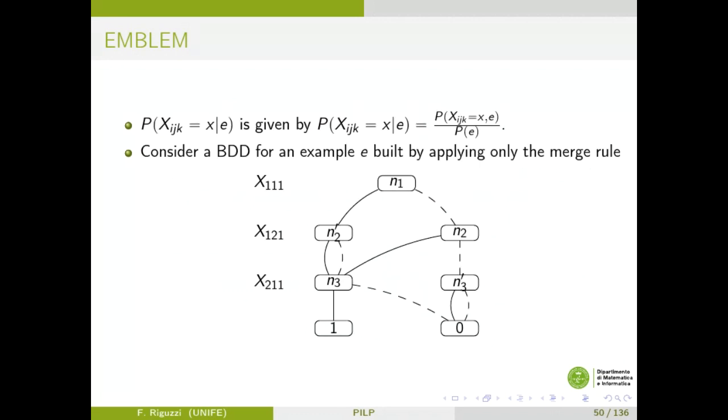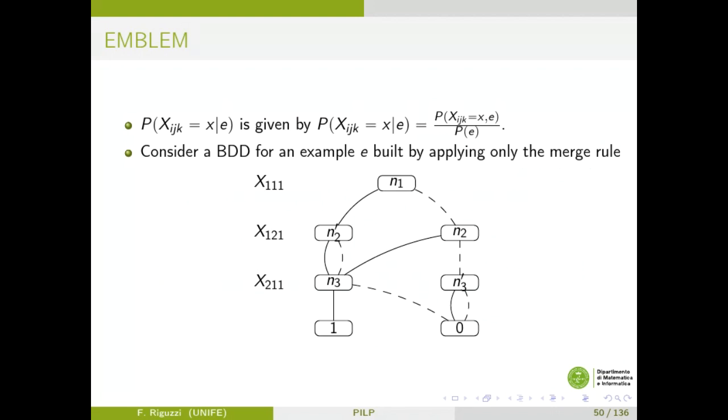Okay, so by the definition of conditional probability, this conditional probability is given by this fraction. Okay, and now, as Luke was showing you yesterday, BDDs are built by merging nodes and deleting nodes. Okay, suppose you consider the program before where you apply only the merge rule and not the delete rule.